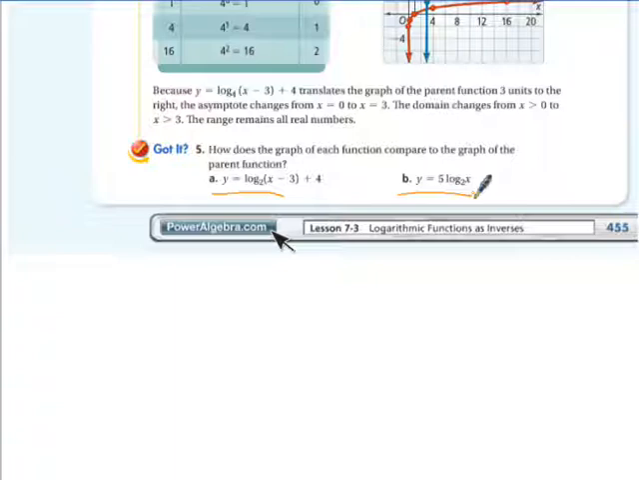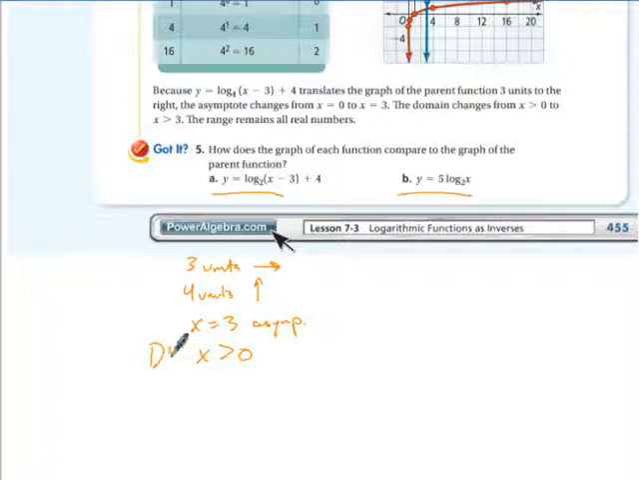All right, you've unpaused. Hopefully you got for A, this is 3 units right. It's 4 units up. Okay, the asymptote is now x equals 3. Let's see, what else do we have on this one? The domain is x is greater than 3. Okay, so that's the domain. For part B, it was stretched by 5. And then everything else, the asymptote, domain, and range, are all the same.